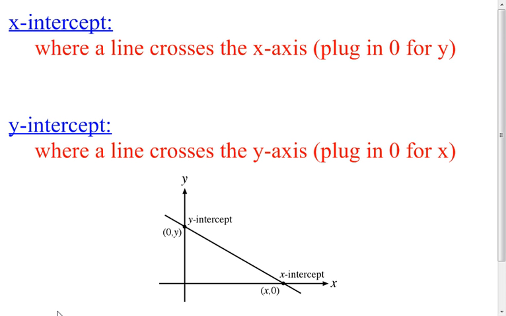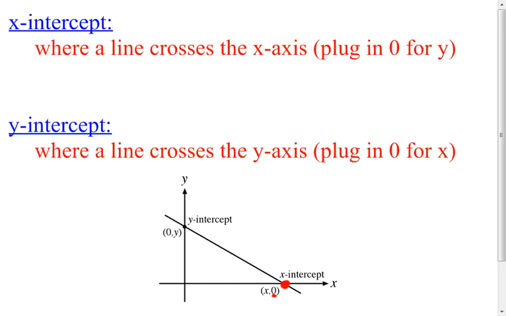An x-intercept is the place where a line crosses the x-axis. On this particular line, this spot down here is the x-intercept. Notice that when it crosses the x-axis, if you were to come up with a coordinate for this point, it's so far to the right in this case, but it's not up or down at all. And so your y value is 0, and that will always be the case for the x-intercept. The y value will always be 0. That's why if you want to find the x-intercept, you plug in 0 for y.